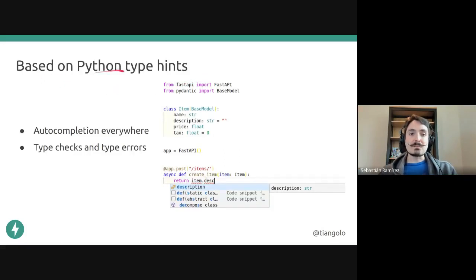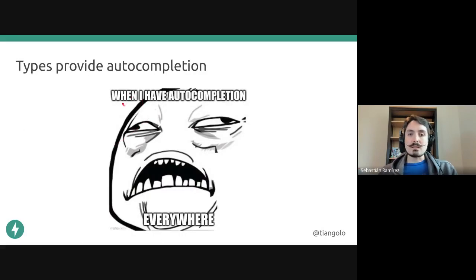So FastAPI is based on Python type hints or type annotations, which are like these ones. For example, we are going to see an example like this one later, but quickly, we are saying that name is of type string and the price is of type float. This is the standard syntax in Python for saying that these are the types of these variables, or in here we're saying that item is of the type of this class Item. And because it is based on these type annotations or type hints, we get autocompletion everywhere in the code, and we get type checks and type errors right in the editor. We are going to see a little bit about that. So we get autocompletion everywhere in the code.